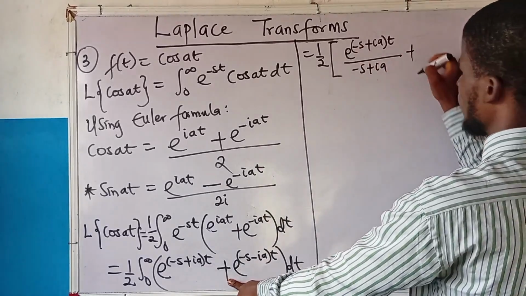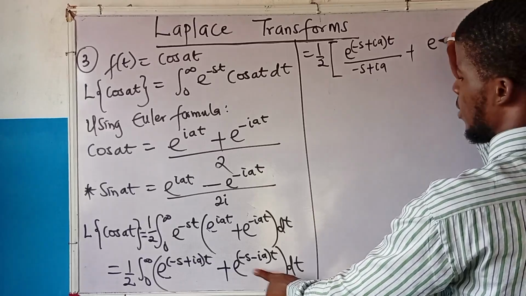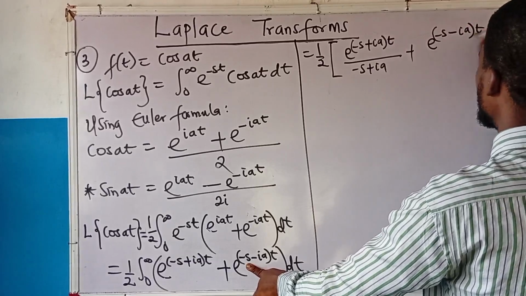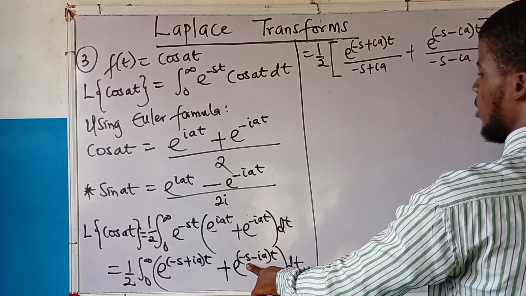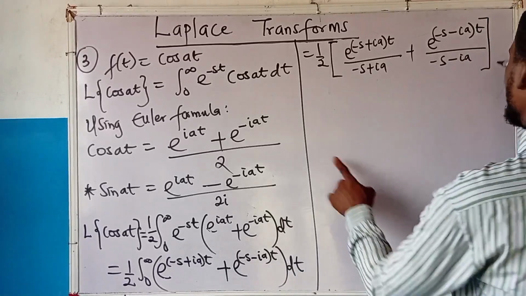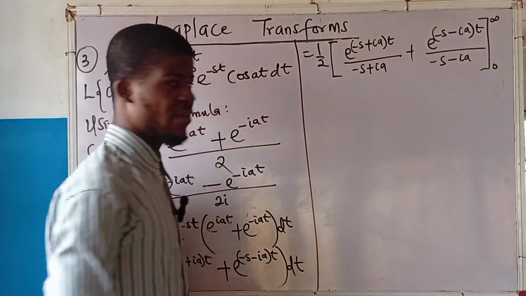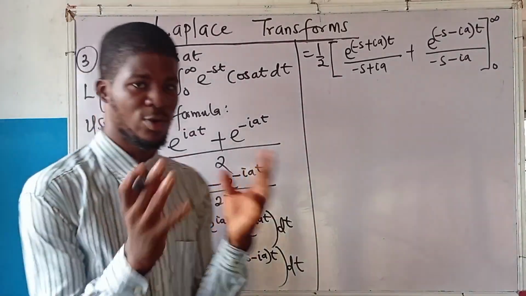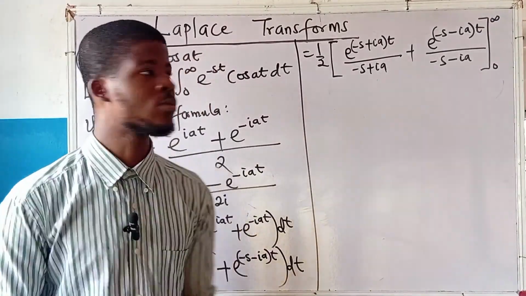Then plus, integrate this. We're going to get e to the power of minus s minus ia, into t, all over minus s minus ia. The integral is running from 0 to infinity. Alright, let's proceed. It's very important sometimes that you know how to derive the Laplace transform of some elementary functions, because maybe in the exam you may be asked to do so.